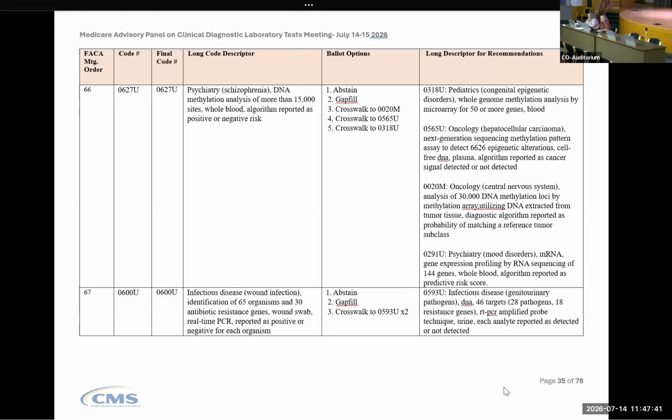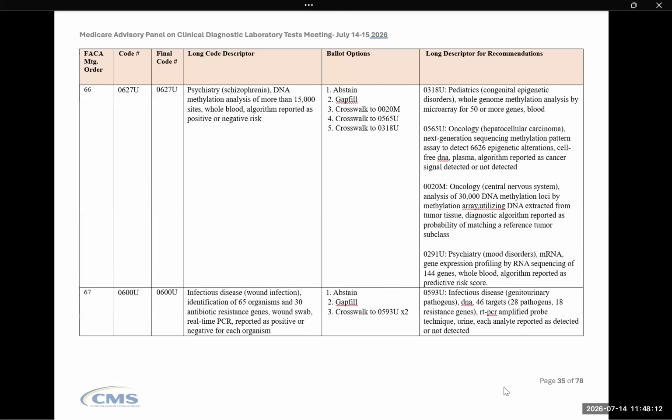Thank you. All right, we're going to switch gears and go back to some microbiology and infectious disease. Our next code up is 0600U, and Dr. Baselski will be taking these. Yes, finally I get to speak. 0600U is a highly multiplexed assay using real-time PCR to detect many different potential organisms and resistance genes, 95 total.